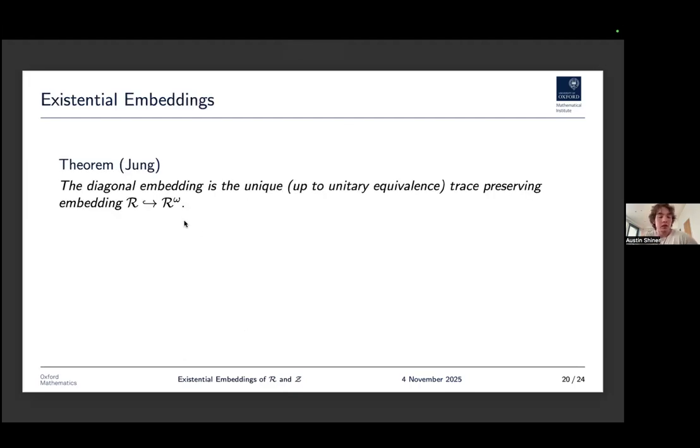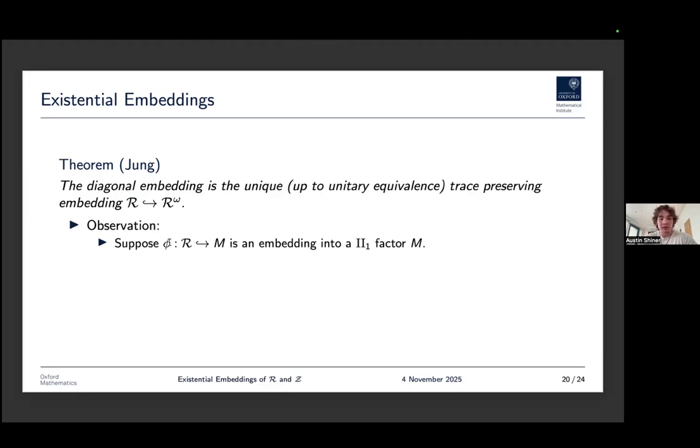So turning our attention to Z and R in particular, this diagonal embedding is really cool. For R, and we'll have an analogous result for Z, a theorem of Young's tells us that up to unitary equivalence, which is just some natural notion of equivalence of homomorphisms, the diagonal embedding is the unique trace-preserving unital normal embedding of R into its tracial ultrapower. Now, what this lets us do is the following.